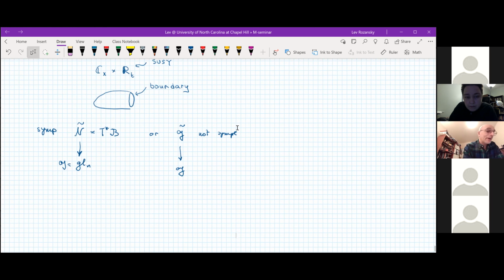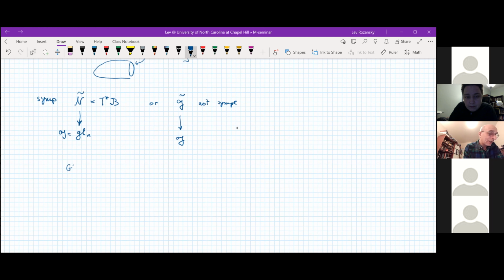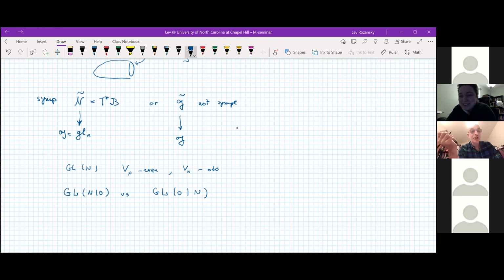Well, I could say that GLN has two representations, the even one and the odd one. You would ask me then, why even bother considering the odd one? And the answer would be that if you think of GLN as GLN0, then the even one would be natural and the odd one would be, versus GL0n. Then whoever was even will become odd and vice versa.